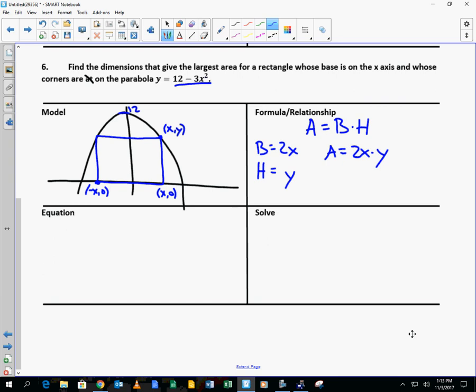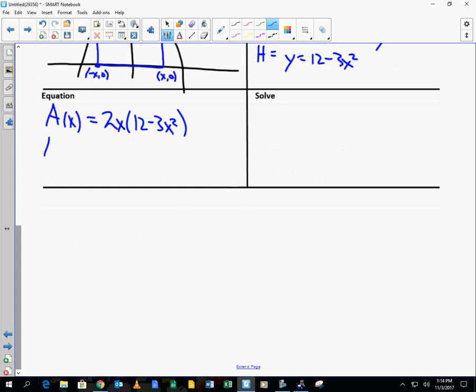You would plug it in. You would do 12 minus 3 times 1 squared, and you would get 9 in the end. So if we have a value of x, we plug that x in, and you do, in fact, get 12 minus 3x squared. And so, therefore, we have an equation for the area in terms of x, equal to the base, which is 2x, times 12 minus 3x squared. So my area in terms of x is 24x minus 6x cubed.